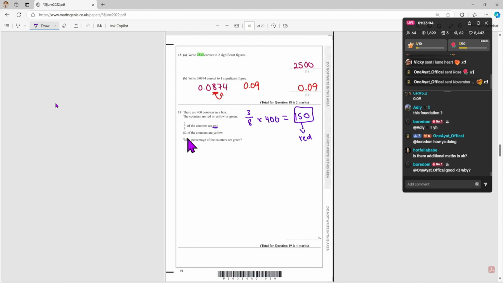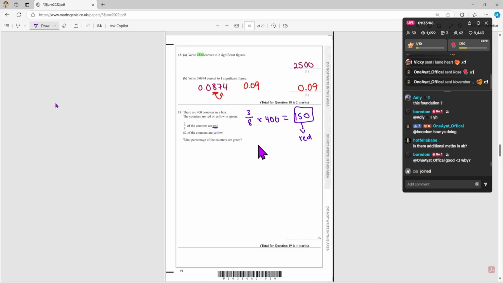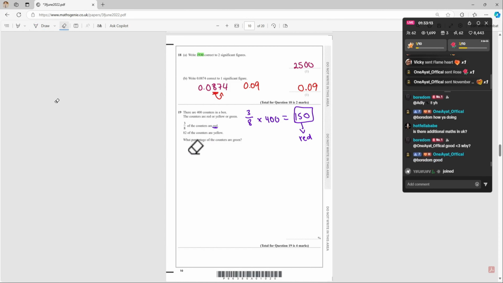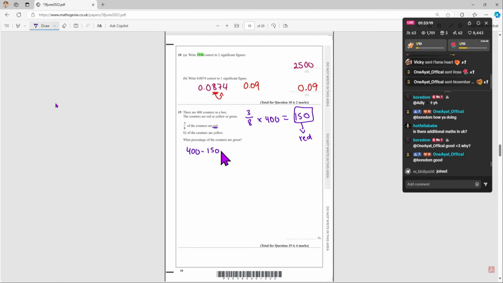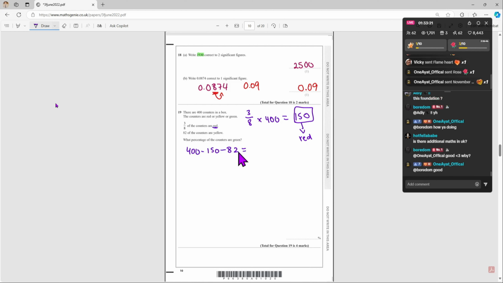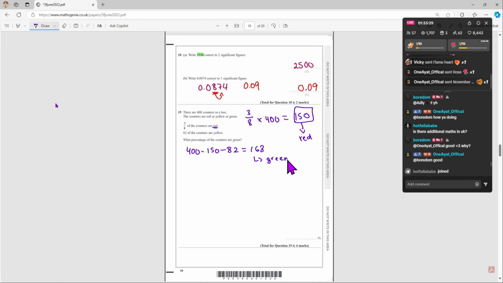So we know that 82 counters are yellow and 150 counters are red. So we're going to do 400 minus 150, then minus 82 as well to get to 168. Now 168 is our total of green counters.